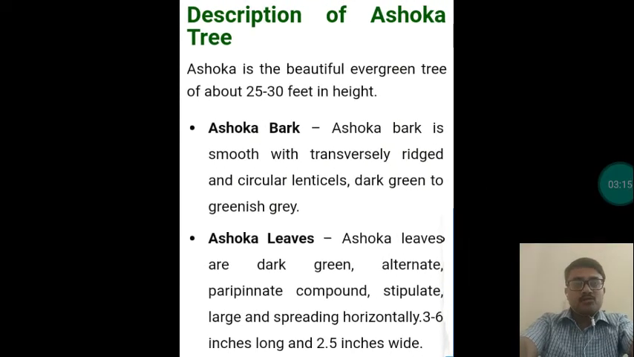Now description of Ashoka tree morphology. Ashoka is a beautiful evergreen tree of about 25 to 30 feet in height. Ashoka bark is smooth with transversely ridged and circular lenticels, dark green to greenish gray in color. Ashoka leaves are dark green, alternate, paripinnate compound, stipulate, large and spreading horizontally, 3 to 6 inches long and 2.5 inches wide.